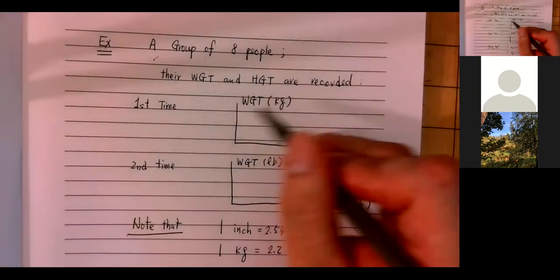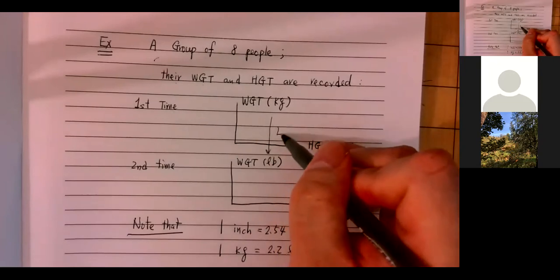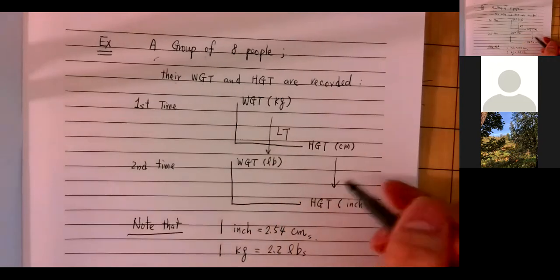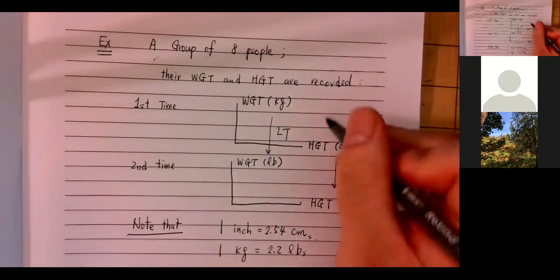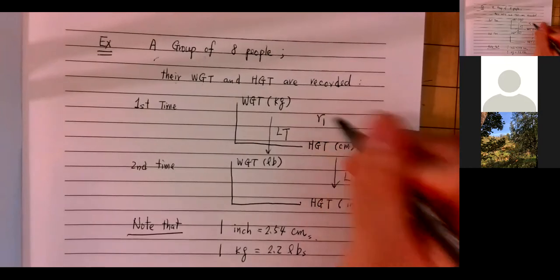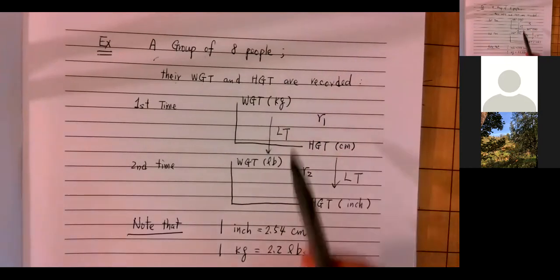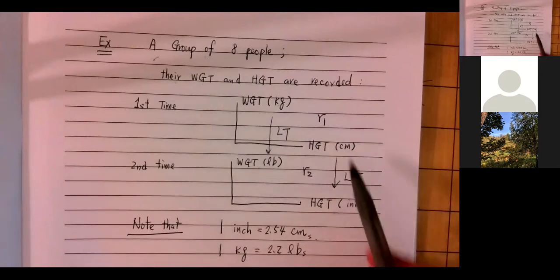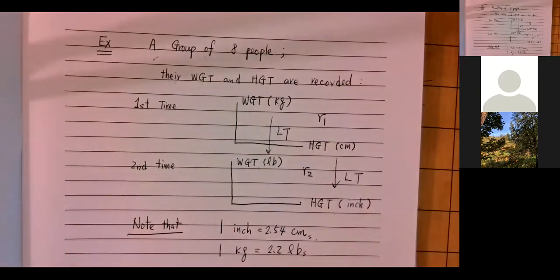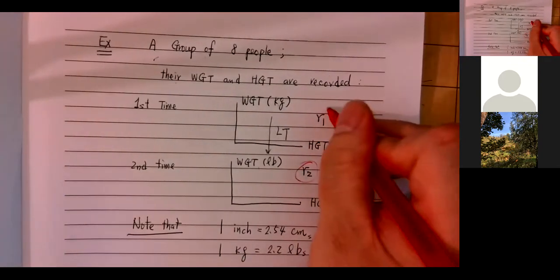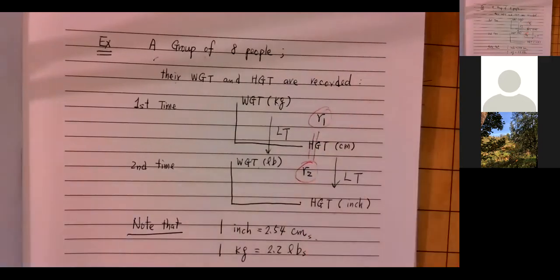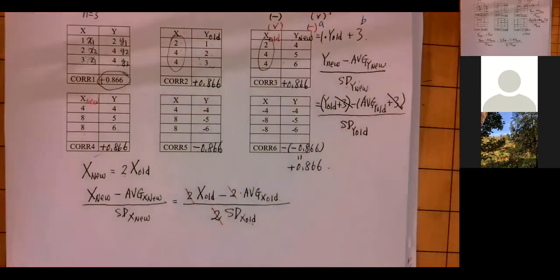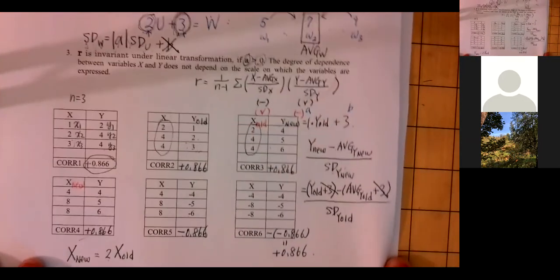So look here. From here to here is a linear transformation. From here to here is also a linear transformation. If we calculate the number, this is called R1, this is R2. Since from here to here is just linear transformation, what can you expect on R1 and R2? They should be the same. So let's come back to see the table.